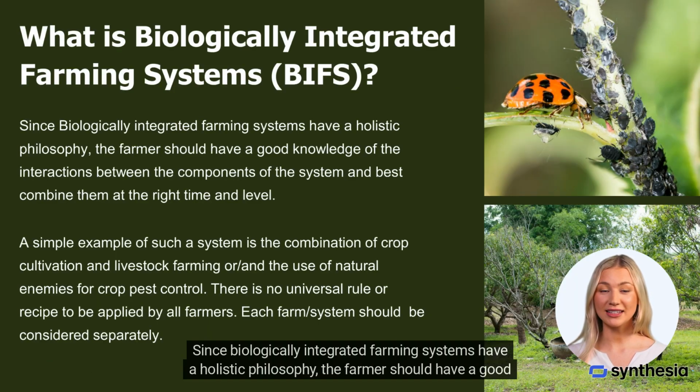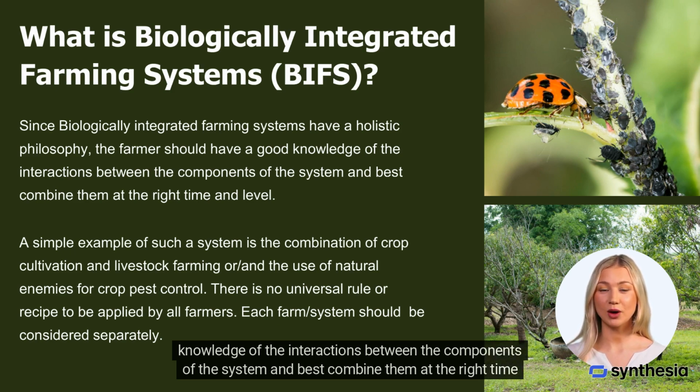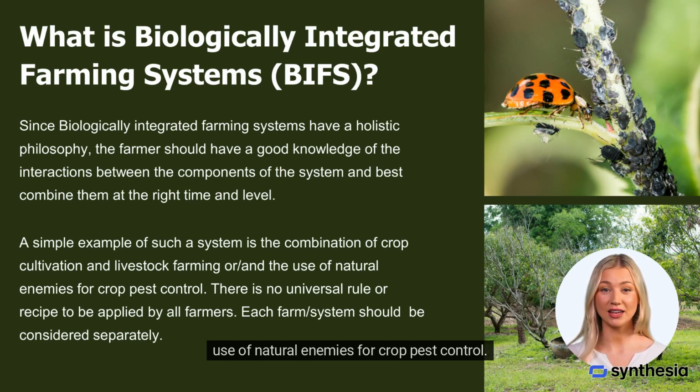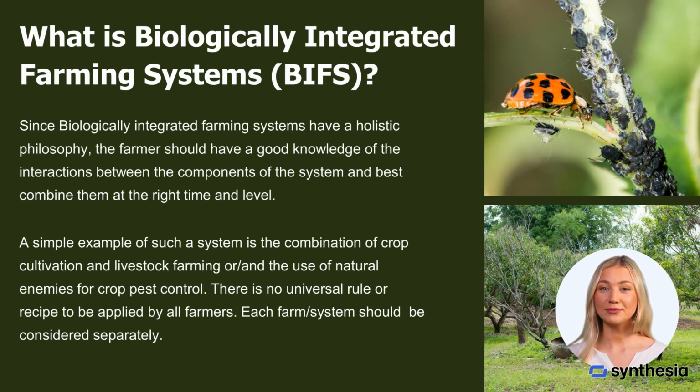Since biologically integrated farming systems have a holistic philosophy, the farmer should have a good knowledge of the interactions between the components of the system and best combine them at the right time and level. A simple example of such a system is the combination of crop cultivation and livestock farming, and the use of natural enemies for crop pest control. There is no universal rule or recipe to be applied by all farmers. Each farm should be considered separately.